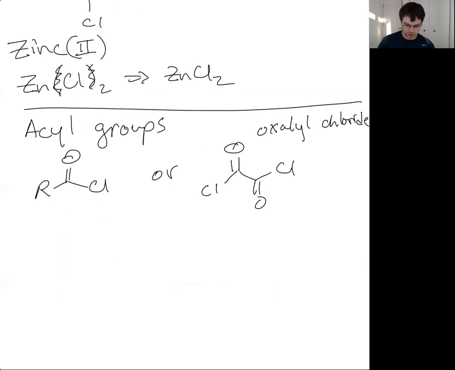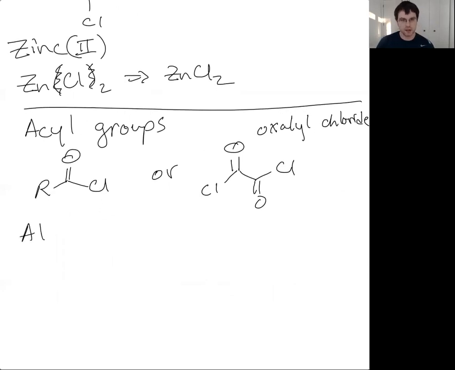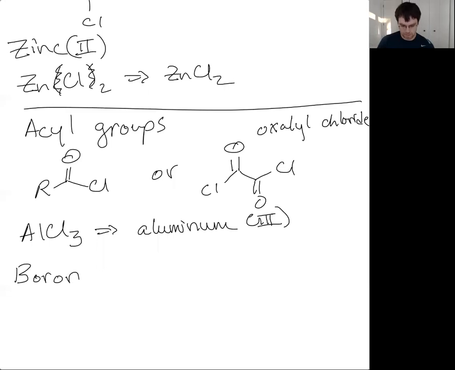Group 3 elements like aluminum make for great Lewis acids, so AlCl3. So this is aluminum 3. And then boron 3. Oops, I flipped the names. All right, parallelism, not on my side today. So you could use BCl3 or BH3. Both of these are strong Lewis acids.